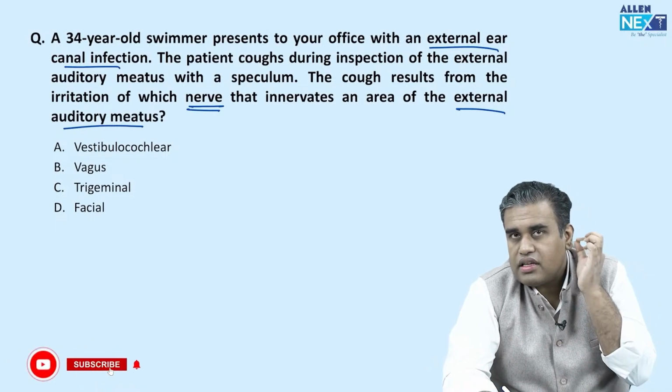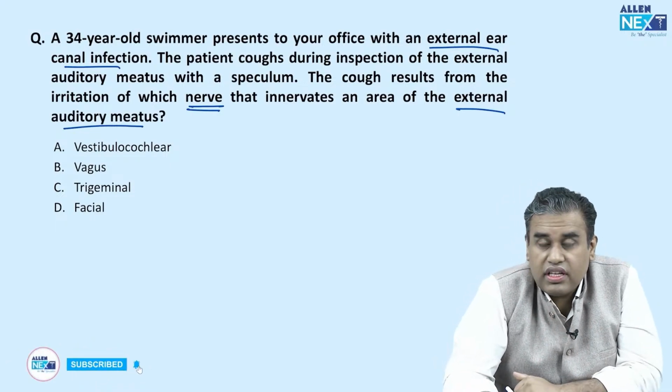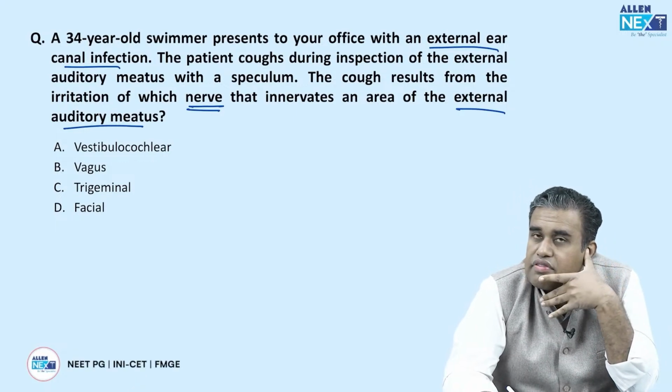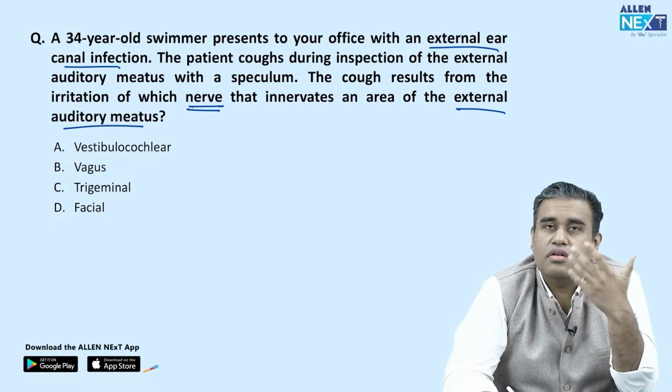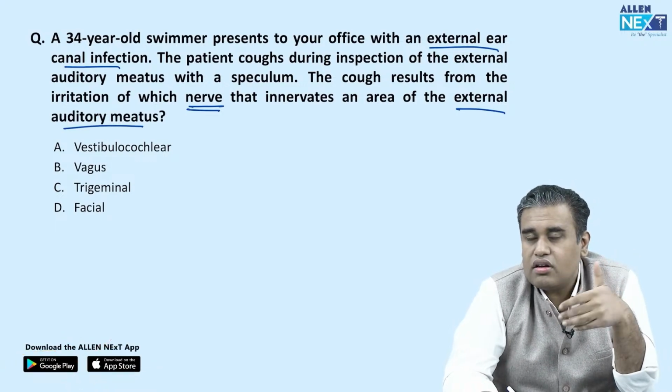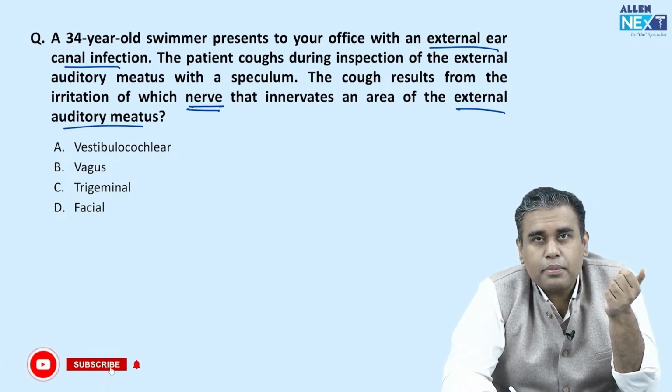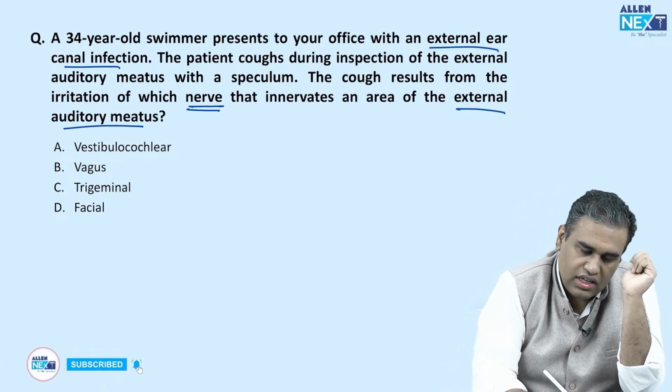Right? So you're examining the external ear canal, the patient starts to cough. So there has to be some connection between the nerve supply in the ear canal and the cough. So cough is what? Cough is all your muscles of the pharynx, larynx, and obviously irritation of the respiratory tract. So what's the motor component over here in coughing? It is the 10th nerve. So basically for the coughing part, we know that it is the vagus nerve.